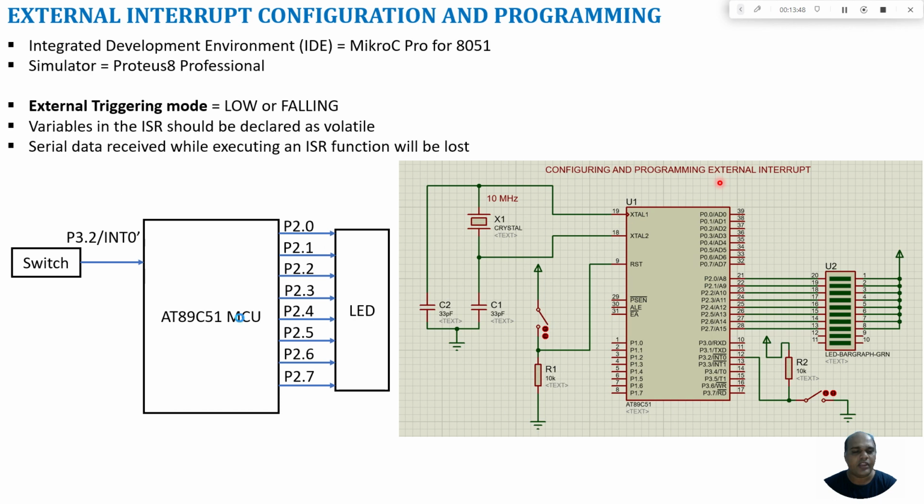So here we take an AT89C51 microcontroller. I am going to connect a switch to port 3.2, which is your INT0 bar pin. Whenever I press the switch, a falling edge or low level will be configured, and depending upon that interrupt, we are going to change the logic of the LEDs connected to port 2, from 2.0 to 2.7. This is a typical circuit which we build in the Proteus environment.